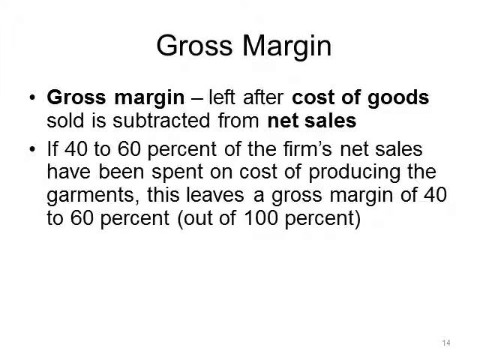Okay, so gross margin is what's left after the cost of goods sold is subtracted from net sales. For example, 40 to 60% of a firm's net sales have been spent on the cost of producing a garment. That leaves a gross margin of 40 to 60% out of 100.